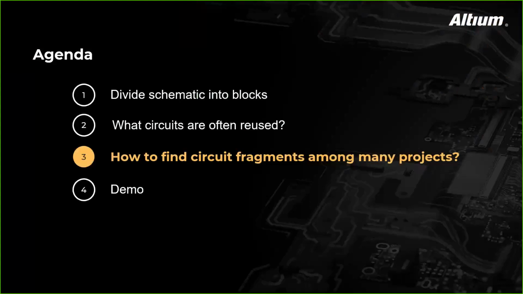Now, how do we find the circuit fragments among many projects? We know the benefits. We know some common circuits. This works really well. But how do you find the circuits among your existing projects?